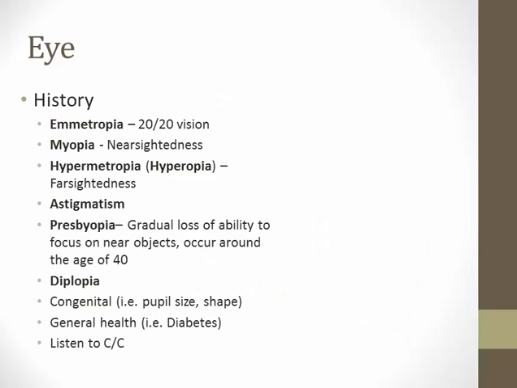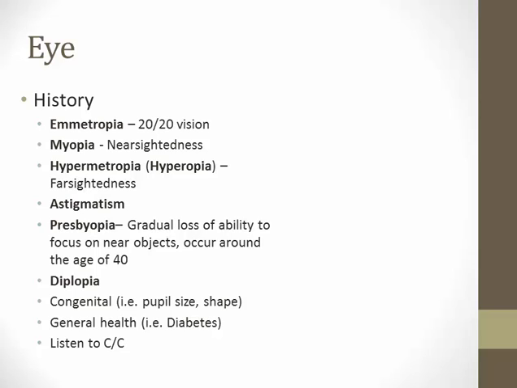Whenever you examine a patient with a possible eye injury, you definitely have to get a good history of the patient. How was your vision before injury? Did you have 20/20 vision, also known as emmetropia, or some nearsightedness, which is also known as myopia, or farsightedness, hyperopia or hypermetropia, or maybe astigmatism? Presbyopia is a gradual loss of ability to focus on an object, and it typically affects a little bit older age population. So it may or may not apply to you.